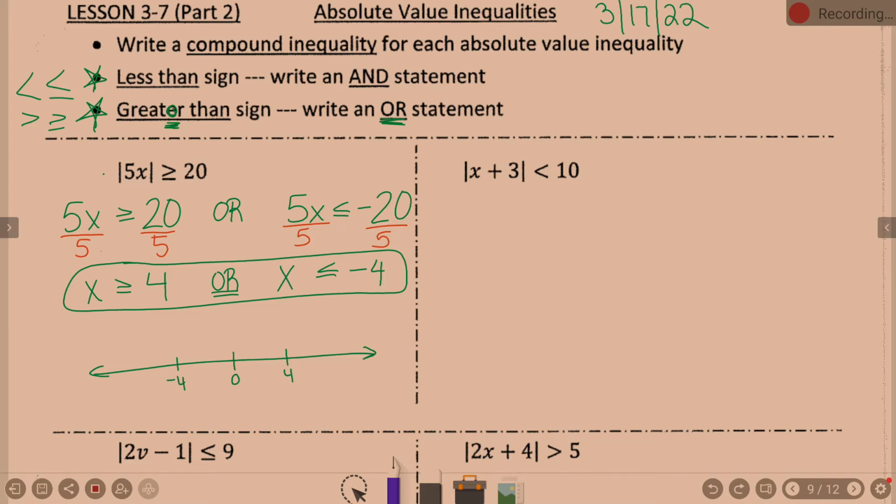Greater than or equal to 4 means at 4 I'm going to put what kind of circle? It says equal to, so we're going to close it. We're going to fill it in. So we're going to fill both of those in. And then where's greater than 4? The arrow points to the right. So we're going to shade to the right.